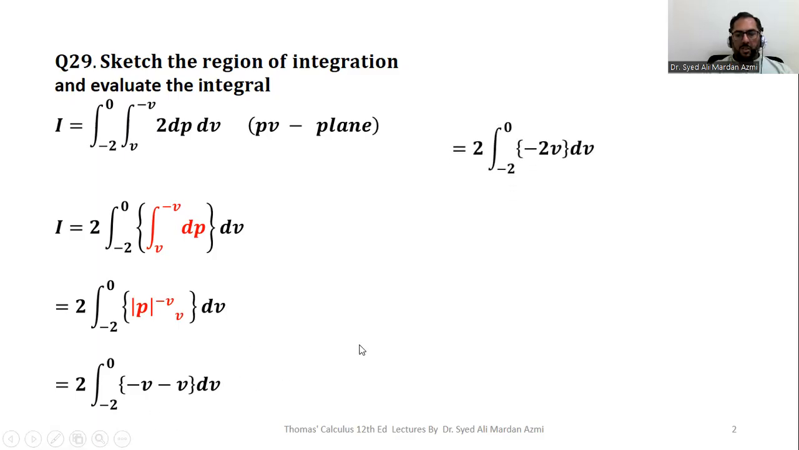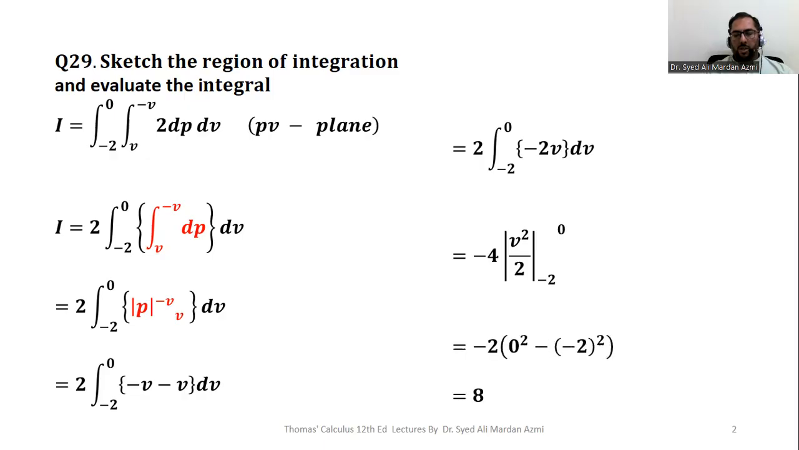So minus v minus v will be minus 2v. In the next step, we will integrate v as v square over 2. After integration, we simplify it with the help of the fundamental theorem of calculus by applying the limits, and we get our answer as 8. So in this question number 29, the integration is very simple.